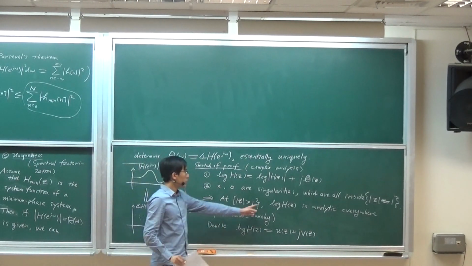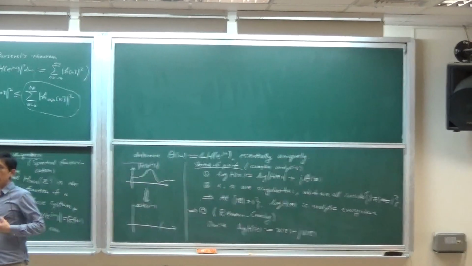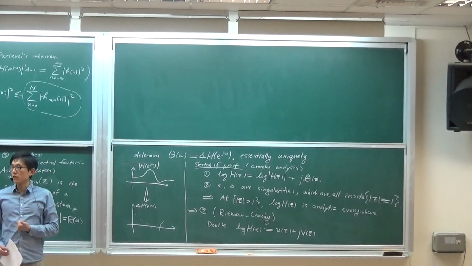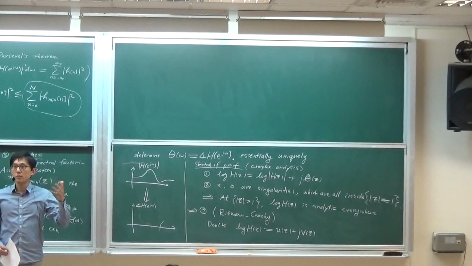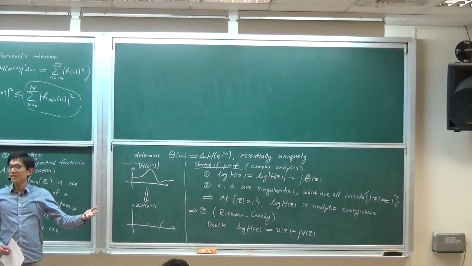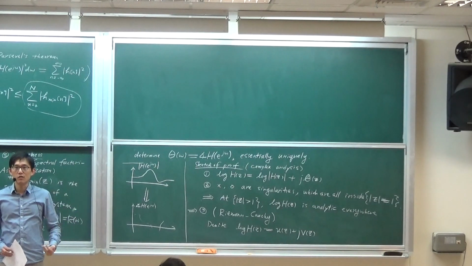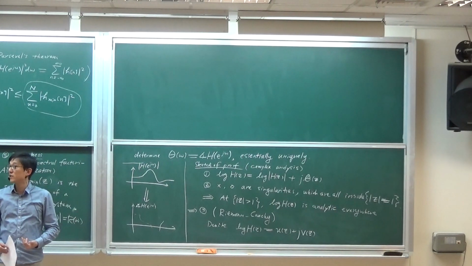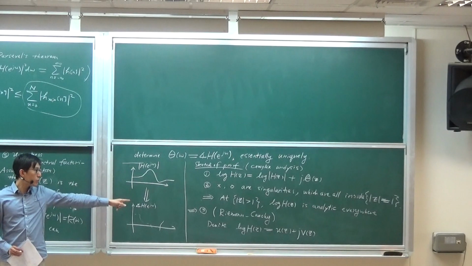Because this log of H is analytic everywhere, analyticity has a lot of good consequences. First of all, you can calculate its differential. Does that ring a bell? An analytic complex function is differentiable. Its first derivative exists with respect to z. And secondly, the real part and the imaginary part satisfy the Cauchy-Riemann equation.